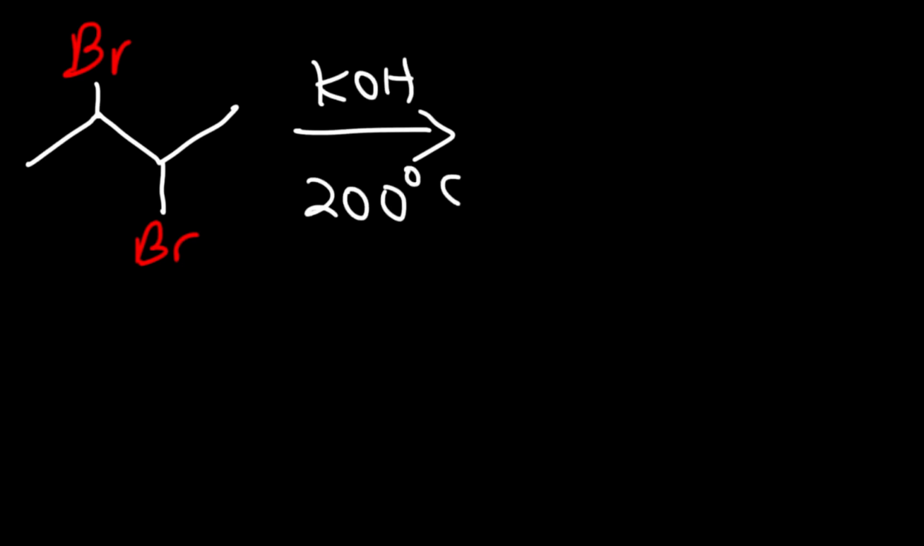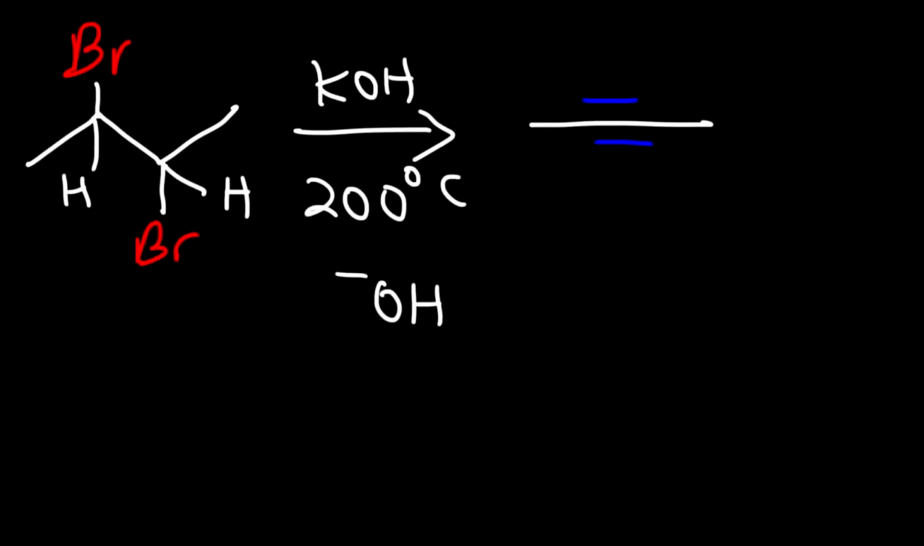So consider this vicinal dihalide. Show a mechanism for the conversion of this molecule using potassium hydroxide at 200 degrees Celsius. Show how we can get the internal alkyne. So the first thing I'll do is draw the hydrogen atoms. Hydroxide is a strong base, and through an E2 elimination reaction is going to abstract a proton, form a double bond, and expel a bromine atom at the same time. And so we're going to get an alkene with a bromine atom attached to it.